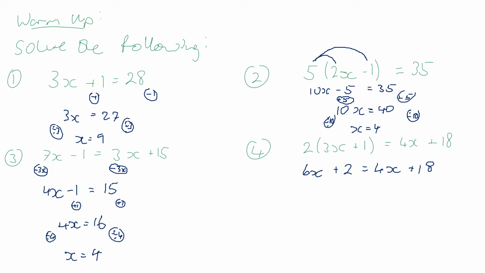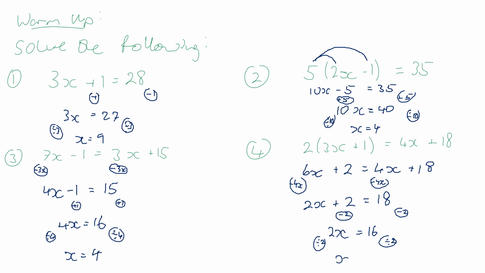So what we need to do is get rid of the smallest unknown, which is 4x. So I'm going to subtract 4x from both sides. To get on the left hand side, 6x take away 4x, we've got 2x add 2 is equal to 4x has disappeared, 18. Okay, so again, subtract our 2, inverse of adding 2, to get 2x is equal to 16. And then we're going to divide by 2 both sides to get x is equal to 8.